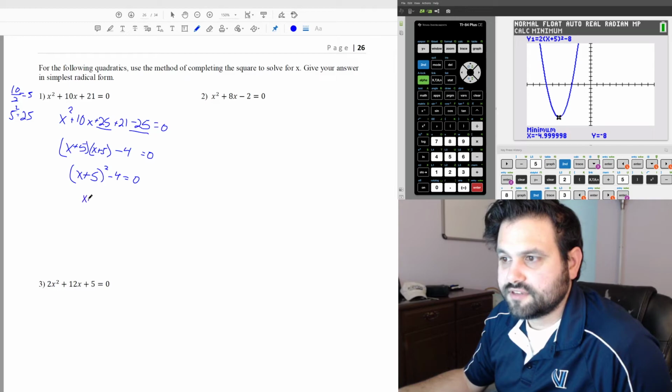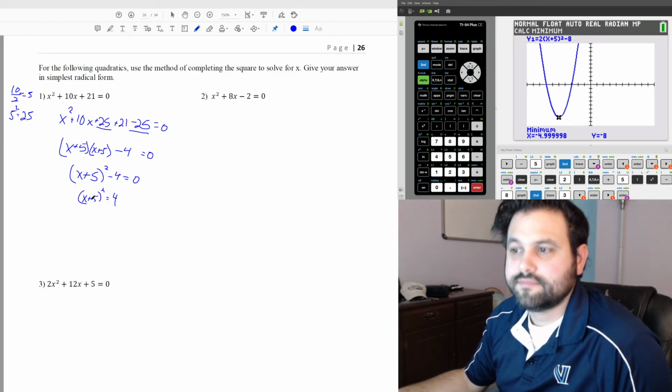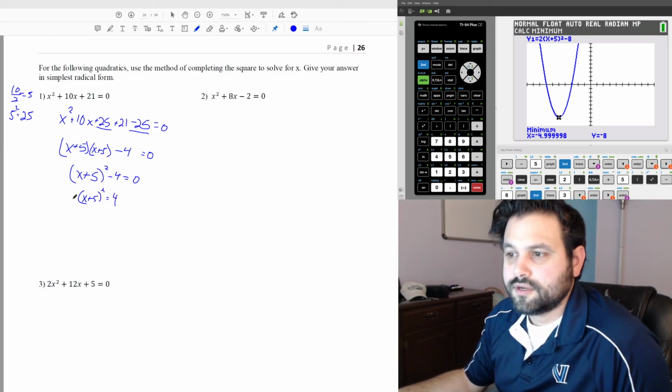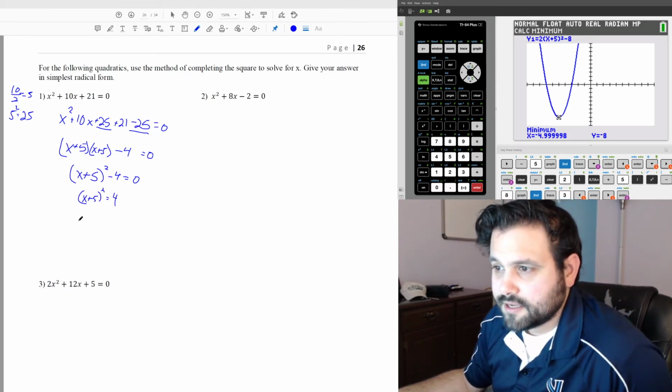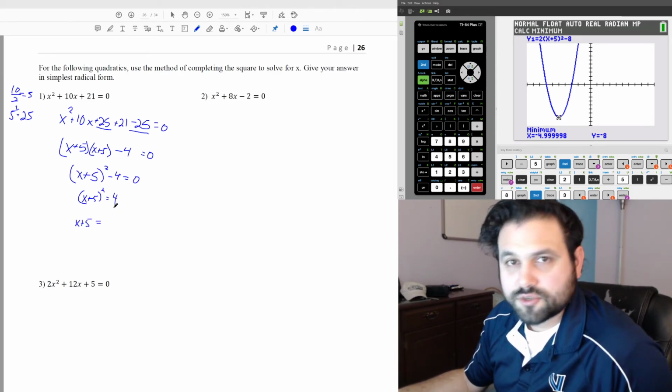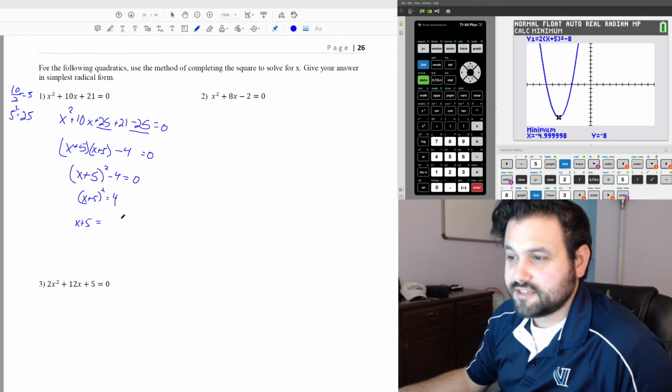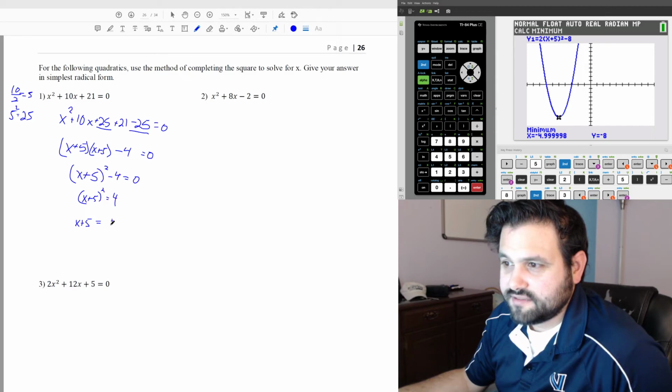So I got x plus 5 squared equals 4. How do I get rid of the squared? Take the square root. So we're going to take this square root, and what do we have to remember to write in? We have to remember to write in the plus minus sign. So we get x plus 5 equals, it's the square root of 4. If you said 2, you have half of the answers correct. Positive and negative 2.